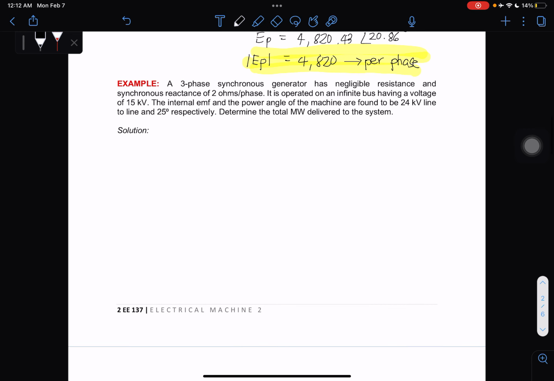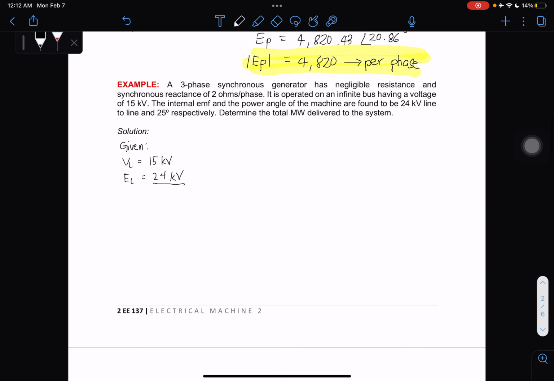First, let's have our givens. It gives us VL of 15 kilovolts, and we also have EL, the line voltage, of 24 kilovolts. Now the power angle. Did it give the power angle? No. This is the angle of 25 degrees.